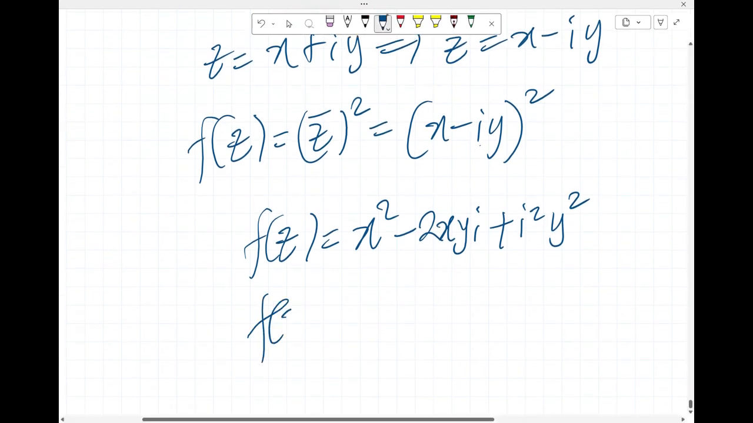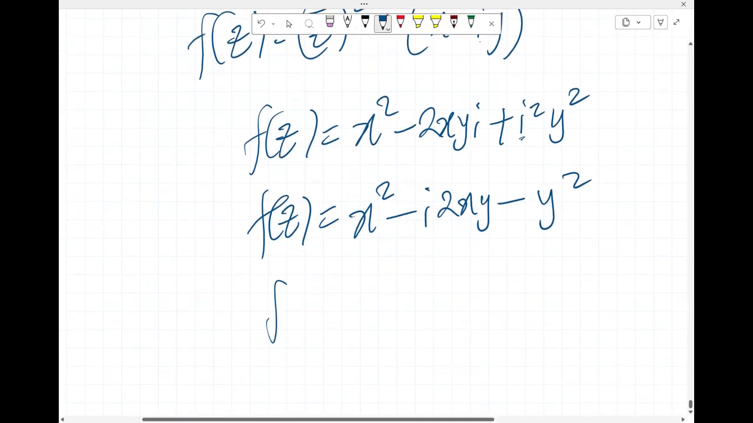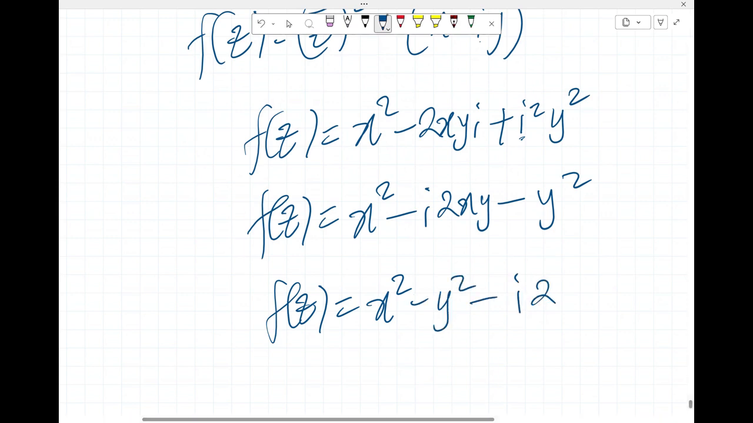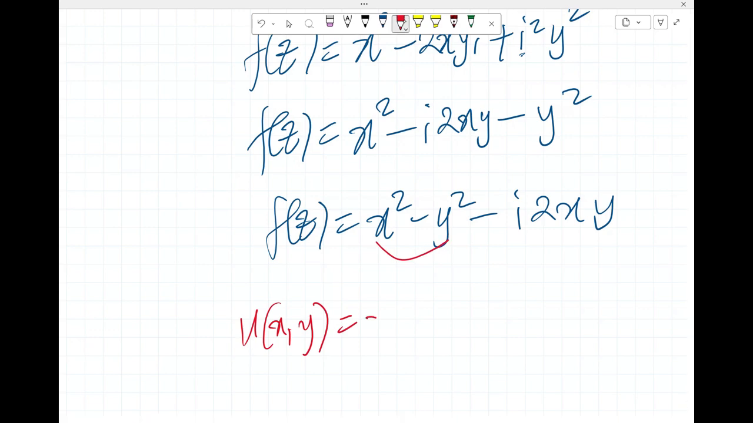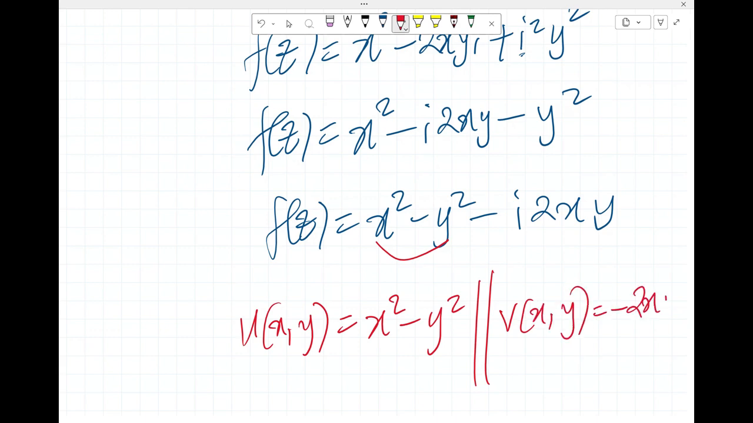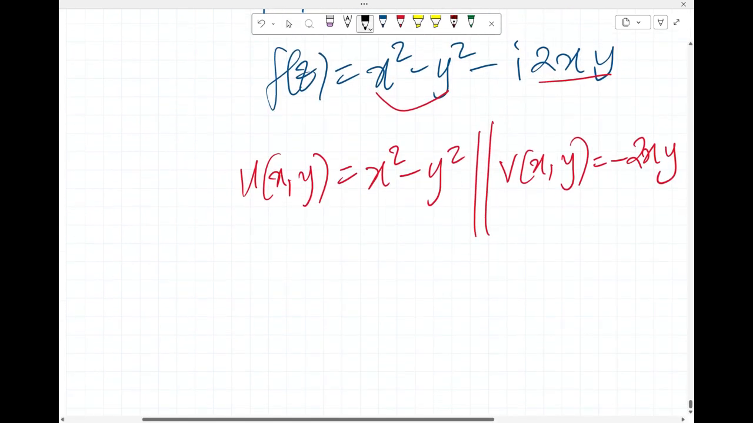So that means f of z is equal to x squared minus i 2xy minus y squared, like this, because i squared is minus 1. So then that means f of z is equal to x squared minus y squared minus i 2xy. So what does that tell us? It means that u of x comma y, the real part, is x squared minus y squared. On the other hand, v of x comma y is equal to minus 2xy, this one. So with all of that in place, we can go for step two.